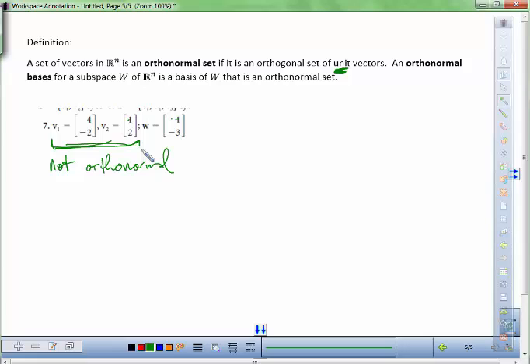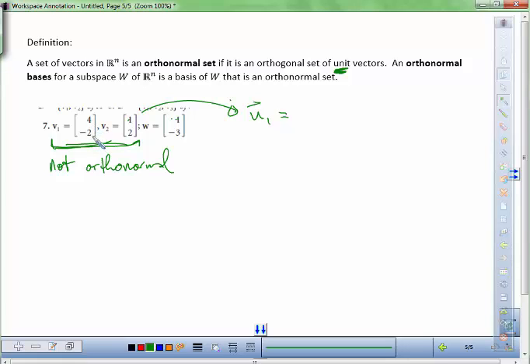Can we make it orthonormal? Just by making both of these vectors a unit vector. So let's shrink, or stretch, V1. Let's adjust V1 so we make it a unit vector, and let's call it U1. Do you remember how to make a vector a unit vector? Divide by its magnitude. So what's its magnitude?